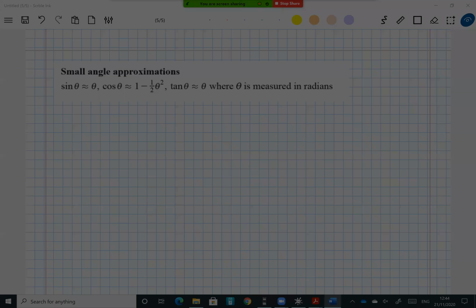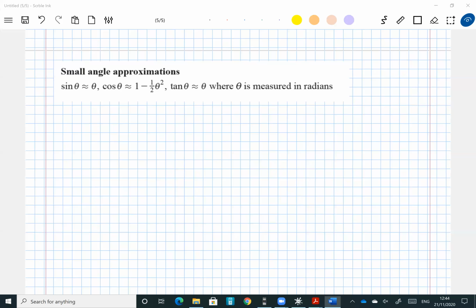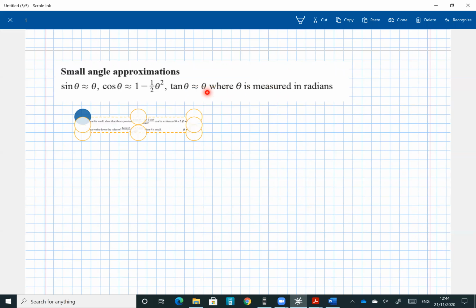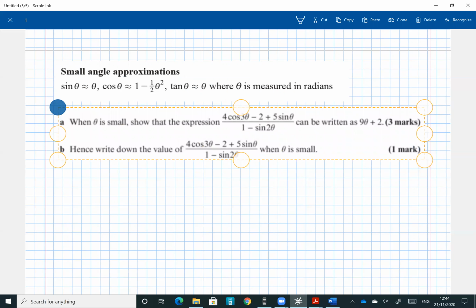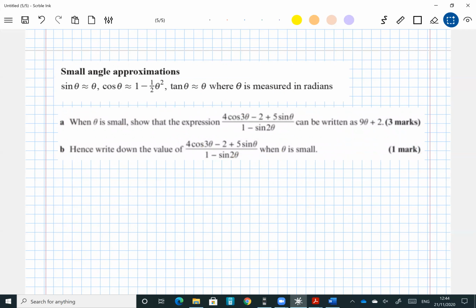So, example question here. When theta is small, show that the expression 4 cos of 3 theta minus 2 plus 5 sine theta over 1 minus sine 2 theta can be written as that there. So we're going to apply each of these formulae here.